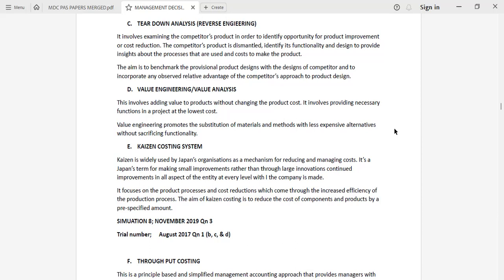So in this video, we are going to be covering the tier down analysis. We also cover the value analysis or the value engineering, and we also look at the Kaizen costing system. All these are costing systems that we can use to define our cost per unit of a product. Then we shall look at the simulation probably in the next video.